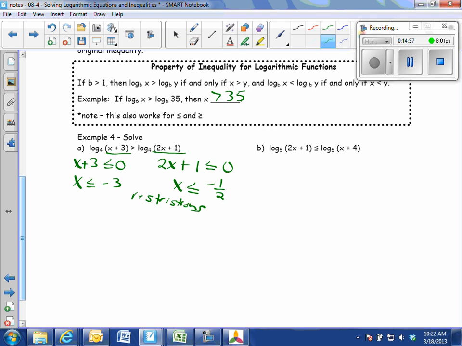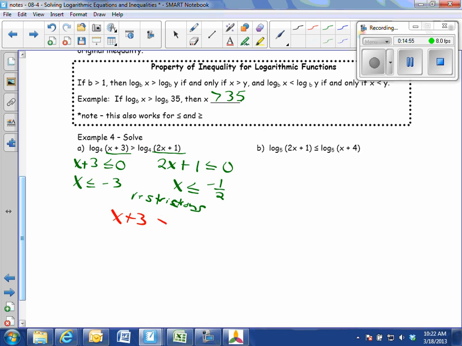Totally doesn't spell it right, but you guys understand what I'm talking about. That's the C and the S restrictions. Okay, then we can actually solve the problem. Since we have the same base, they're both base 4, we can set these equal to each other, right?